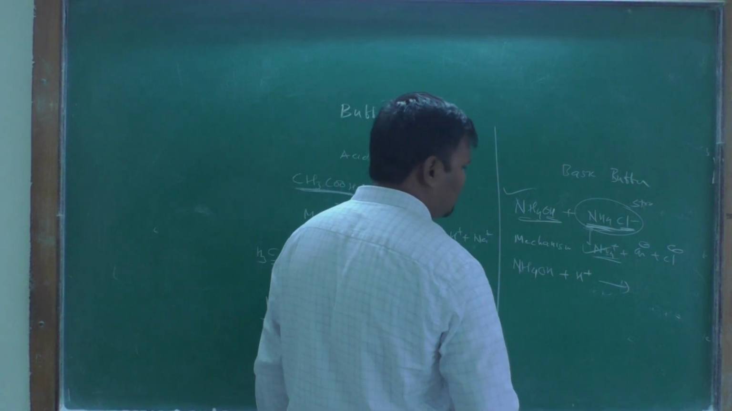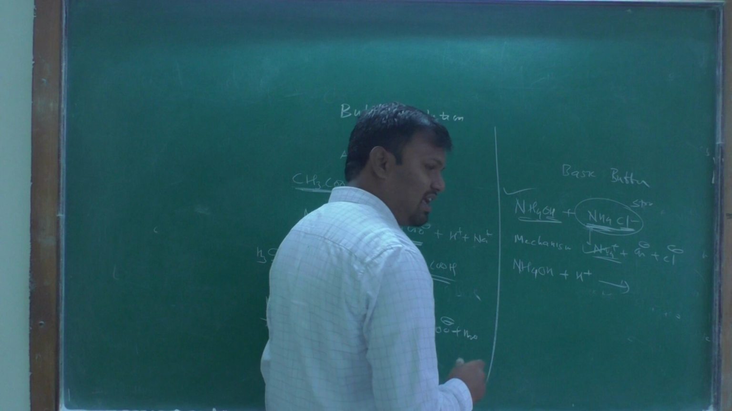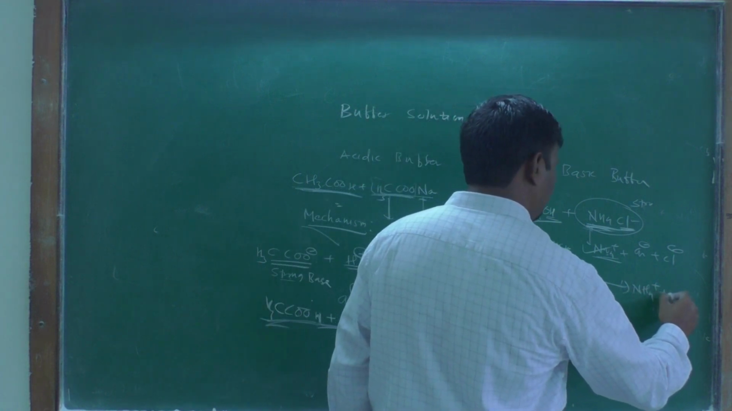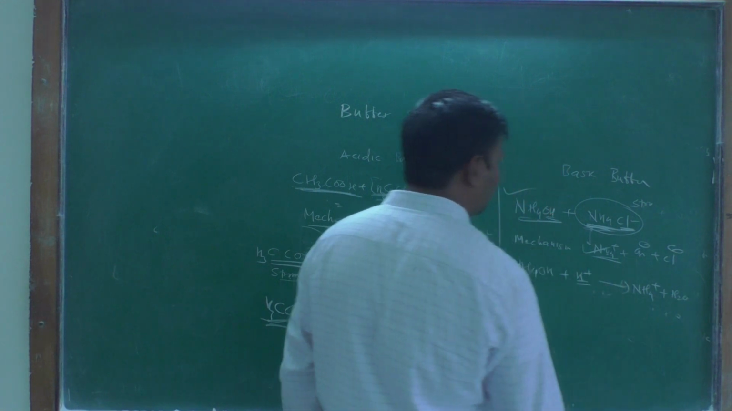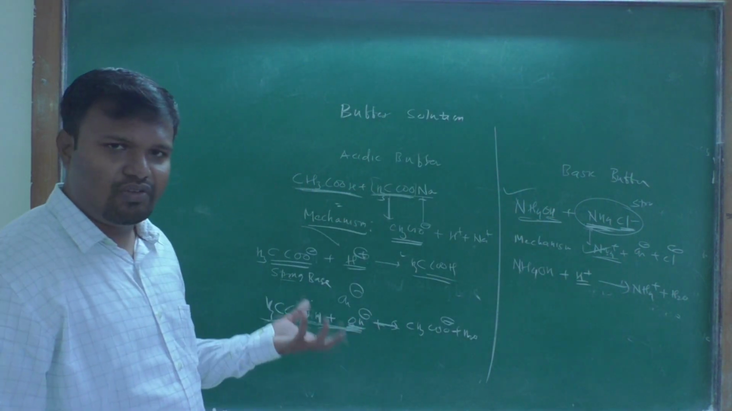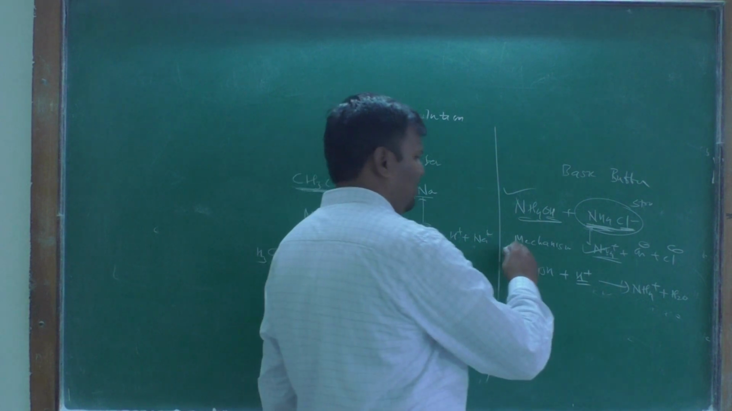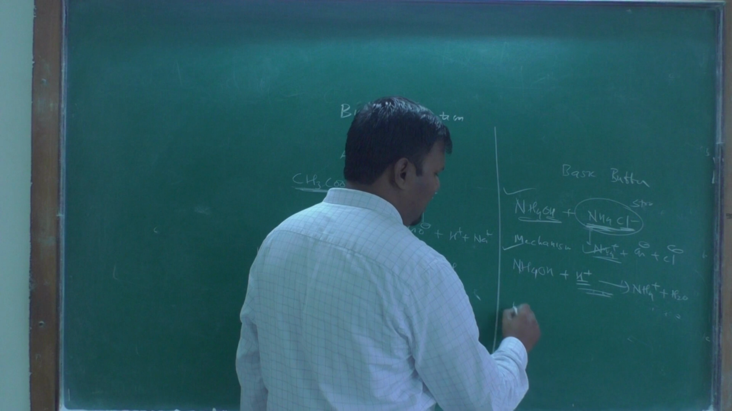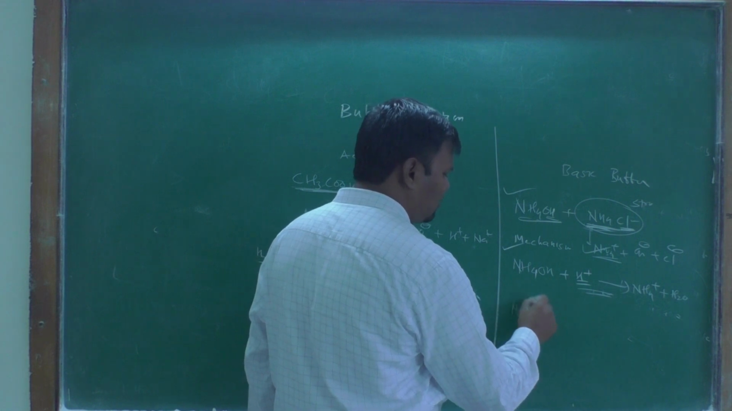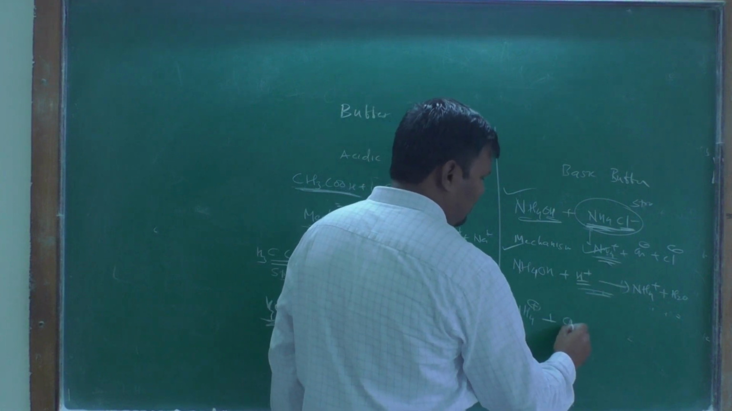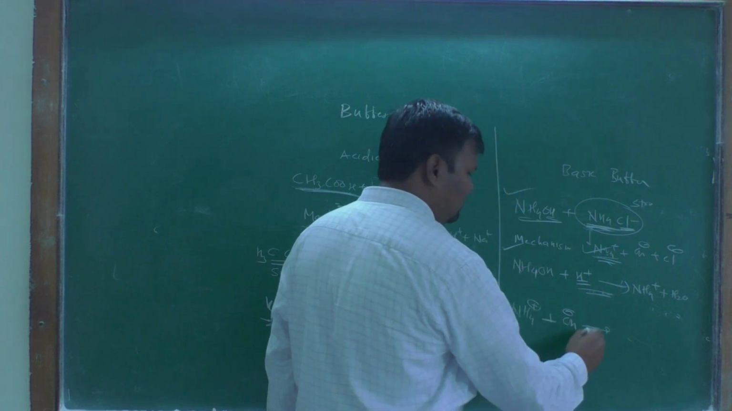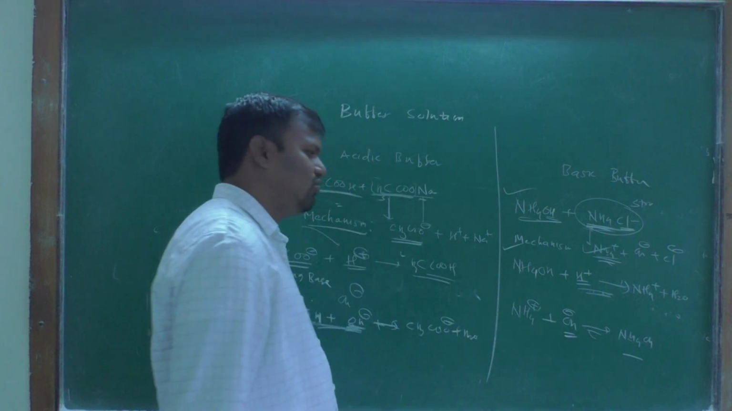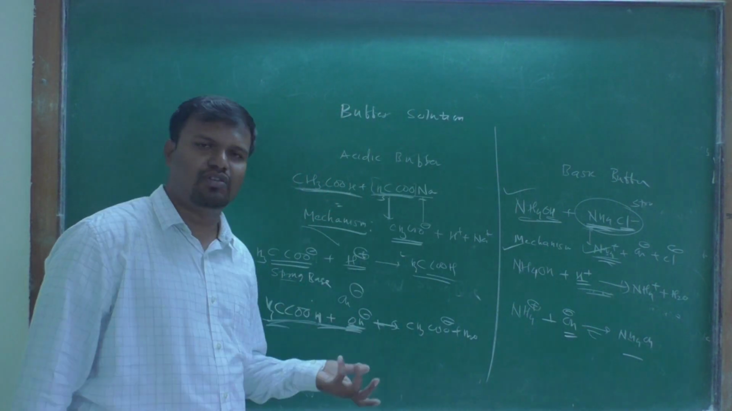That NH4OH will react with the H+ ions and give NH4+ and H2O. In this way, the H+ is neutralized when you add it to this solution, and therefore the pH is maintained. Now, if you add NH4OH, then the NH4+ present in the solution reacts with the OH- and gives NH4OH. Therefore, OH- is also neutralized and it maintains the pH of the solution.